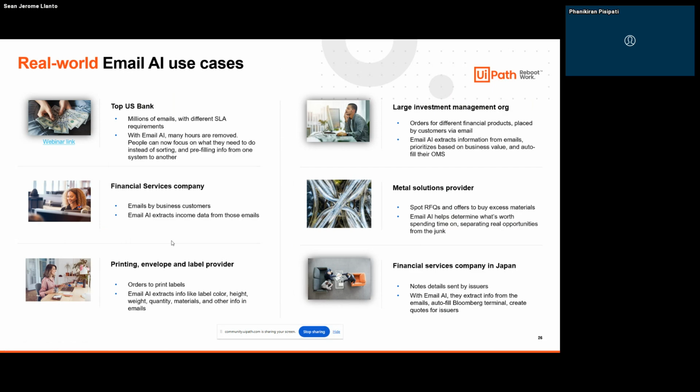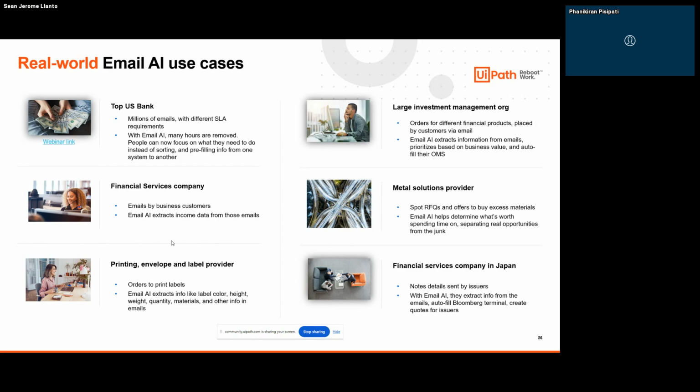Real world email use cases: a top US bank used to have lots of emails, and with the use of email AI, they saved a lot of time, and the team is able to focus on the actual email requirements rather than sorting and pre-filing. Once you've automated something or leveraged email classification, humans can focus on responding to those email requirements. Another one is a financial service company that leveraged email AI to extract income data from emails. They have pre-trained models to go through the emails and extract specific requirements or specific text from those emails.